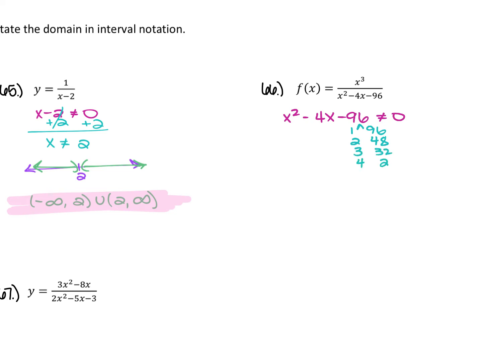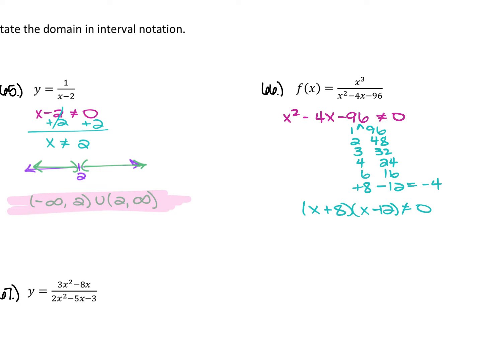4 goes in 24 times, 5 does not go in evenly, 6 goes in 16 times, 7 does not go in evenly, 8 goes in 12 times. If the 12 is negative and the 8 is positive, that gives you that -4. So this factors to be x plus 8 times x minus 12 is not equal to 0.